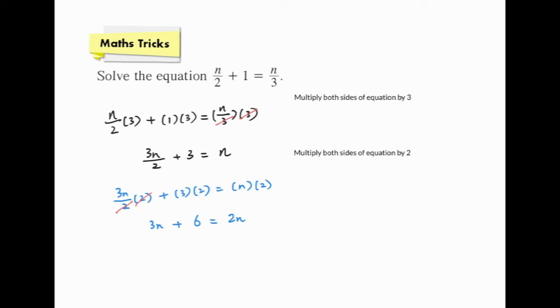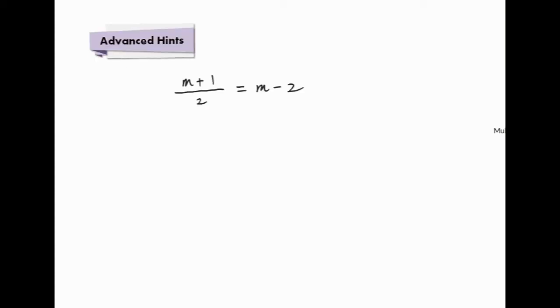Let's go on. 3n minus 2n equals negative 6. So n equals negative 6. It's time for some special type questions. Actually, the solving skills are the same.